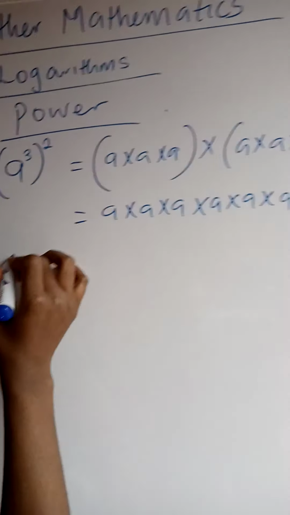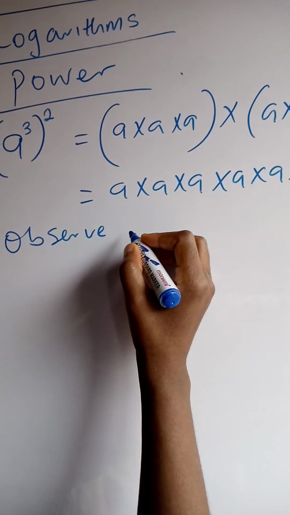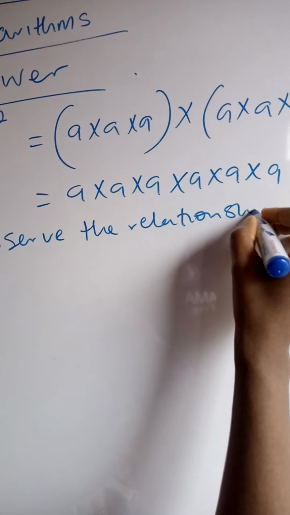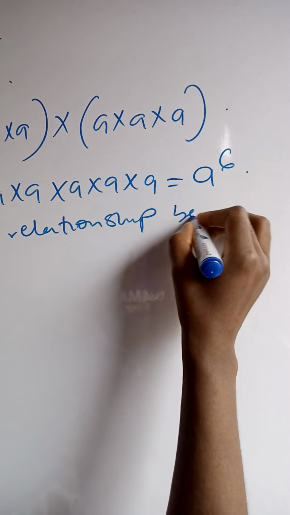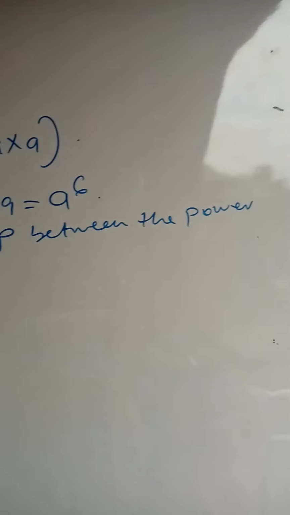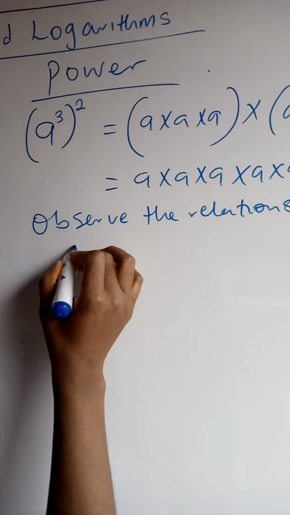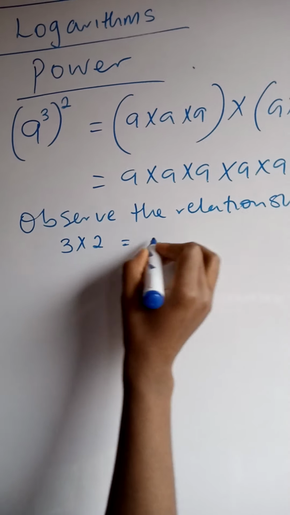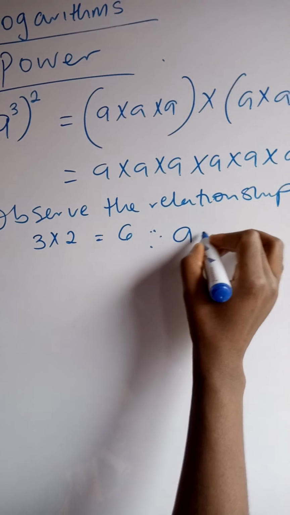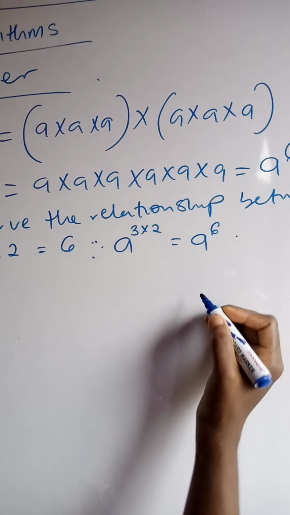Now let's observe the relationship between the powers. That means the powers are 3 times 2, which is 6. So therefore a raised to power 3 times 2 is a raised to power 6.